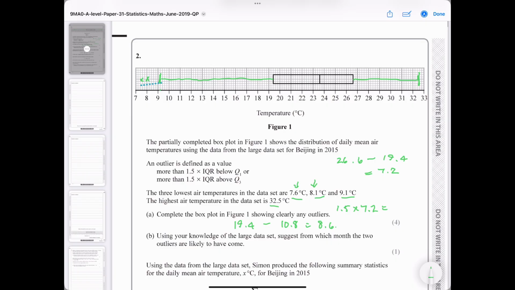So that's our lowest point without being outside or being an outlier, and the upper point would be something around 20. Anyway, it would be above 34, so it doesn't go on there.